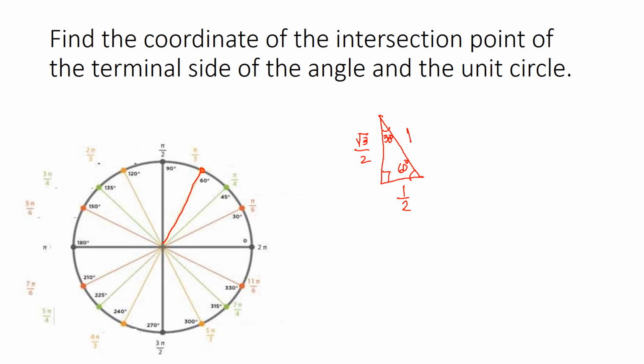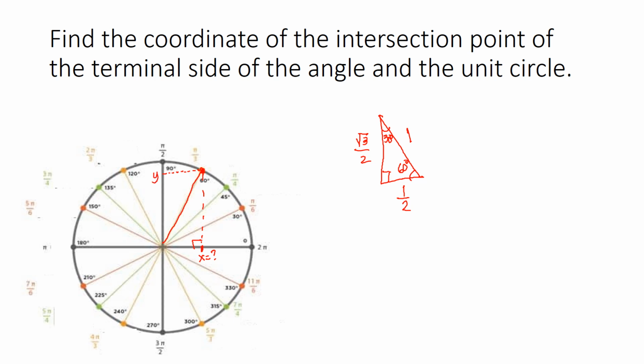Considering those values, we can form a right triangle from the vertical line and the horizontal line here. We have to know the value of x here so that we can name the coordinate of the intersection point of our terminal side with the unit circle. We need to know also the value of y here.